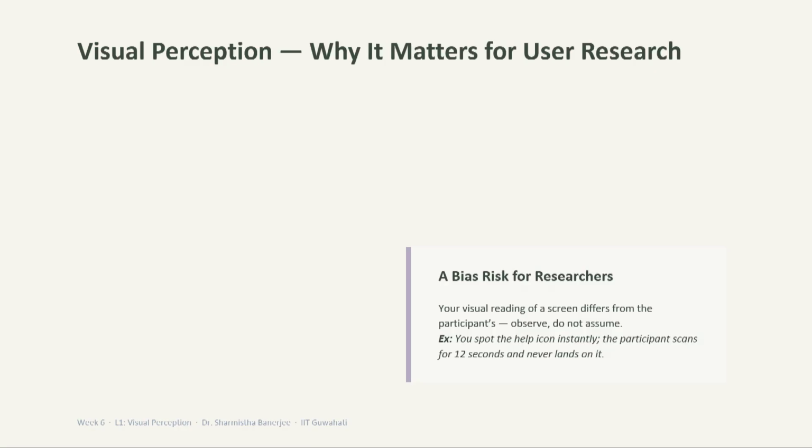Now visual perception also has a bias risk for researchers. Your visual reading of a screen differs from the participants'. I am a researcher, I also have my vision, and I will see different things as compared to what my participant is doing. So observe carefully, do not assume. You spot the help icon instantly and the participant scans for 12 seconds and never lands on it. It is pretty possible, and that's what our aim for user research is, that the researcher or the designer has their own biases. They also designed it, they also decided I want to put it there like that, but your participant might not be able to find it.